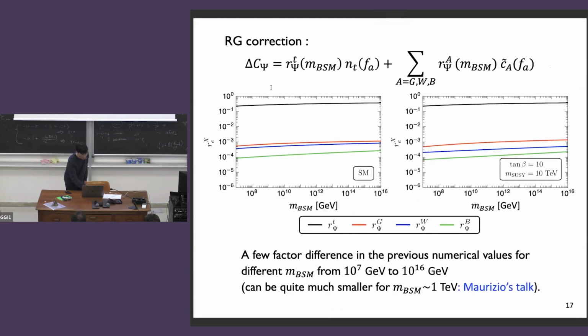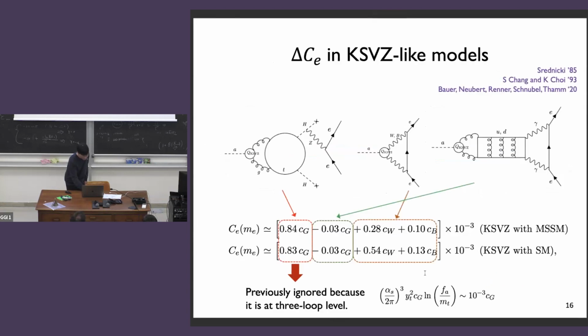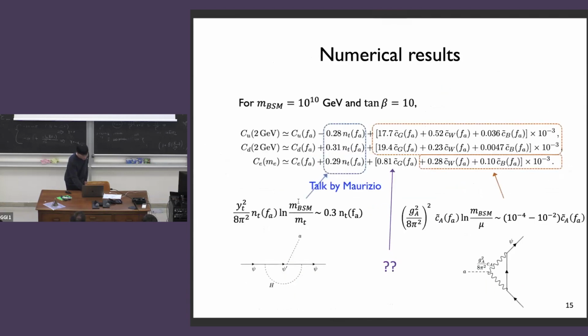Yeah, so this RG correction can be parameterized by this R parameter, which Maurizio will discuss later, which depends on the scale where this running of the axion coupling starts. And this R parameter is quite insensitive when we take the BSM scale above 10^7 GeV. However, this can be much smaller for BSM scale around 1 TeV, because you see here this one-loop contribution is terminated at the top mass scale.